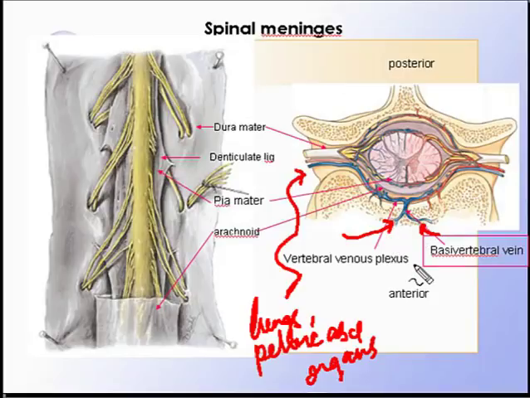The second disadvantage is that this internal vertebral venous plexus also has connections with the spinal blood vessels. So cancers from here can travel here and get into the spinal cord, and then travel all the way up and go into the brain. So you can have metastasis in the brain too. So that is the importance of this basivertebral vein and the internal vertebral venous plexus.